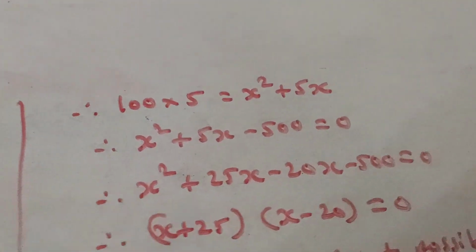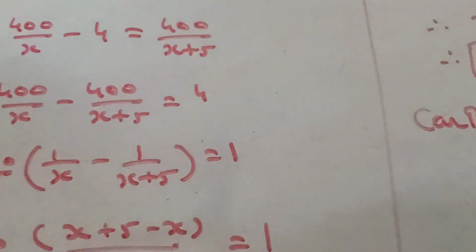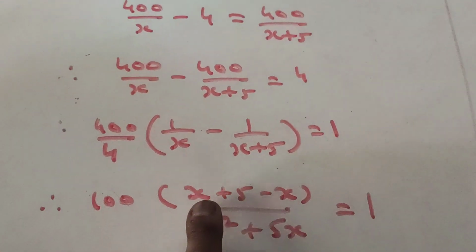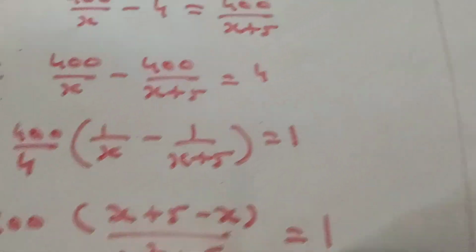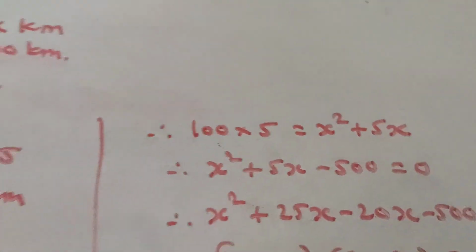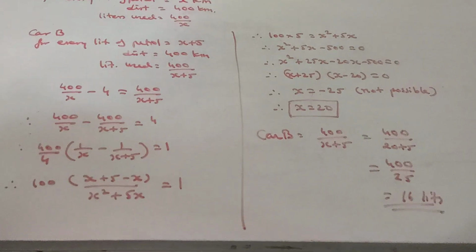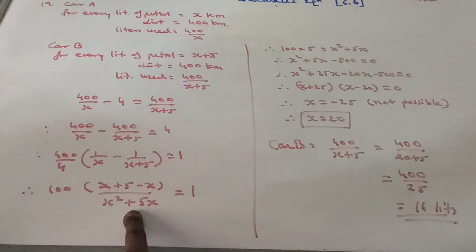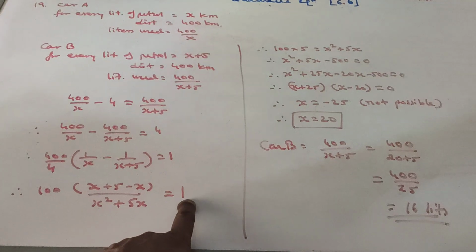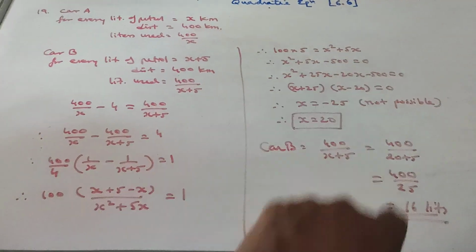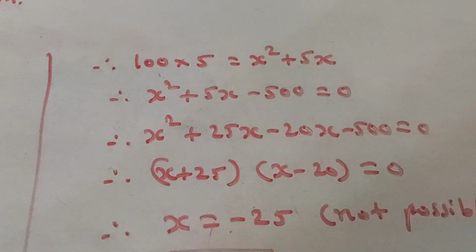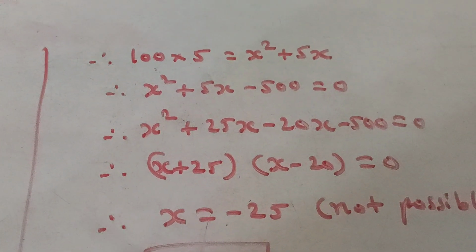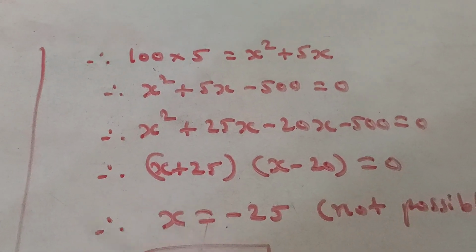Then, to form a quadratic equation, we get the 5 from here, x and x cancel, so 100 fives are 500 is equal to x square plus 5x. This x square plus 5x goes to this side, so you get x square plus 5x minus 500 is equal to 0. Simplifying and factorizing, we get x plus 25 and x minus 20 is equal to 0.